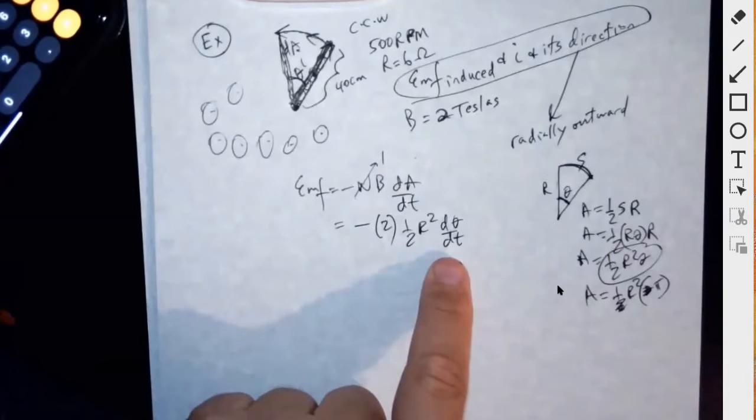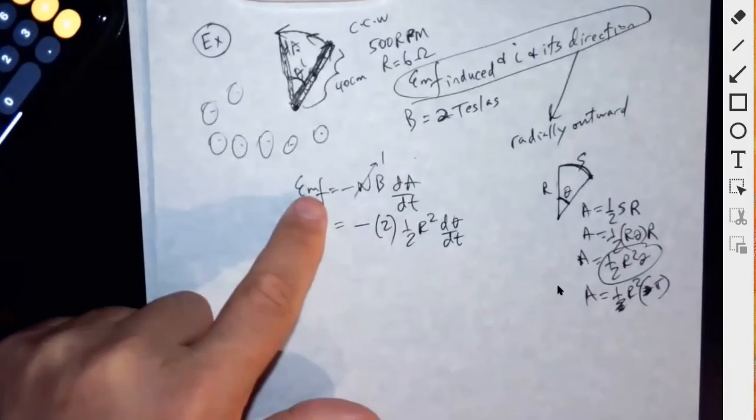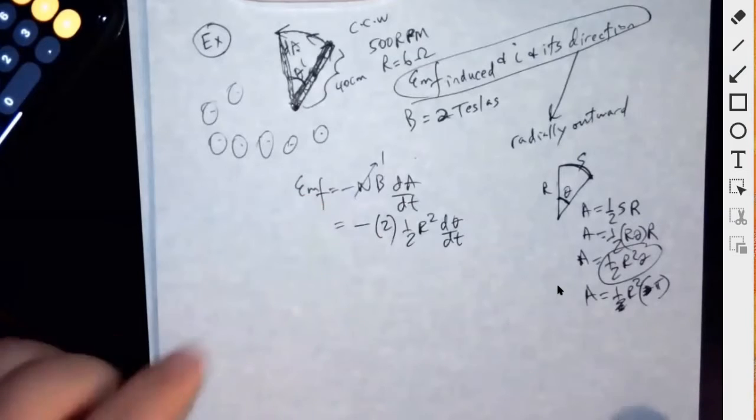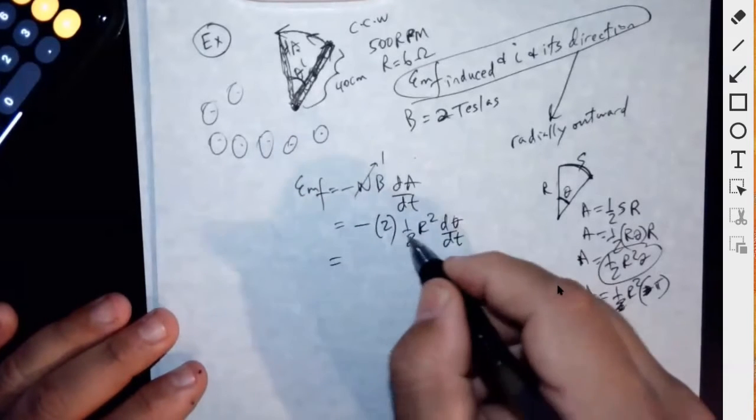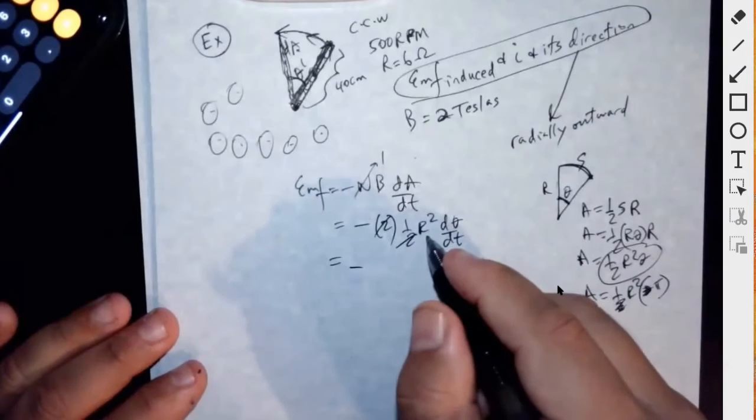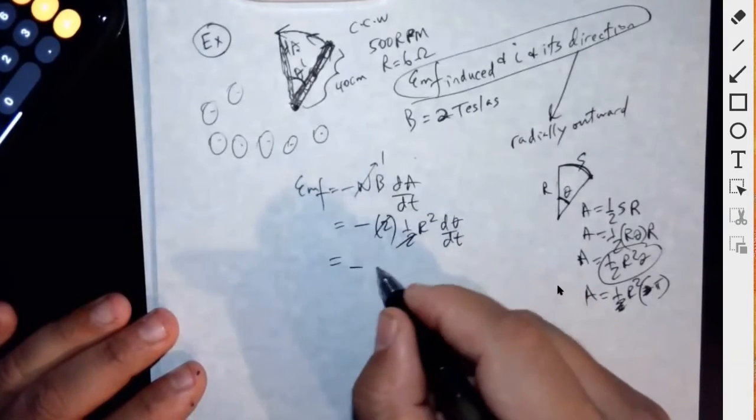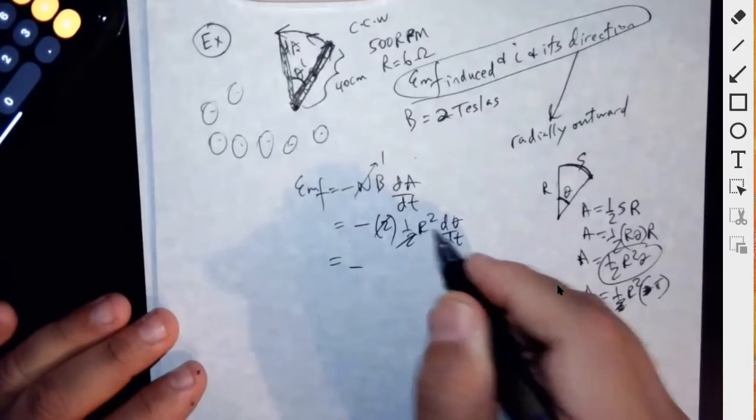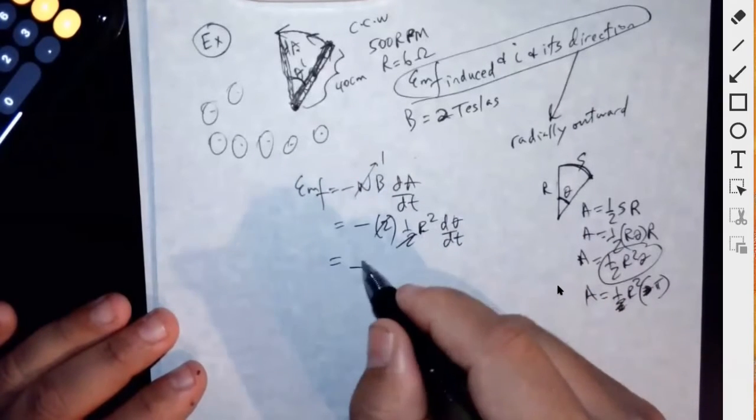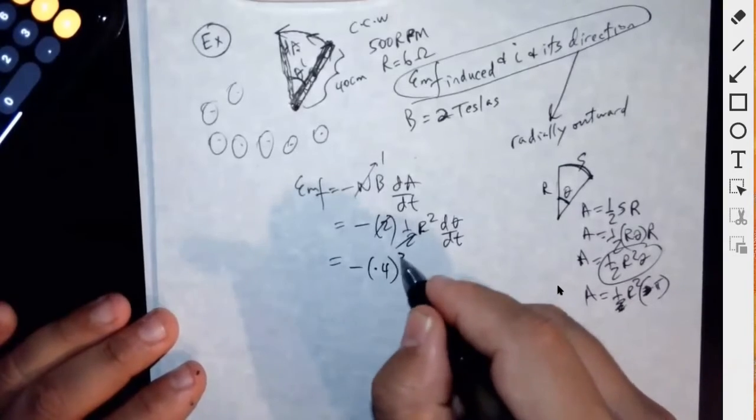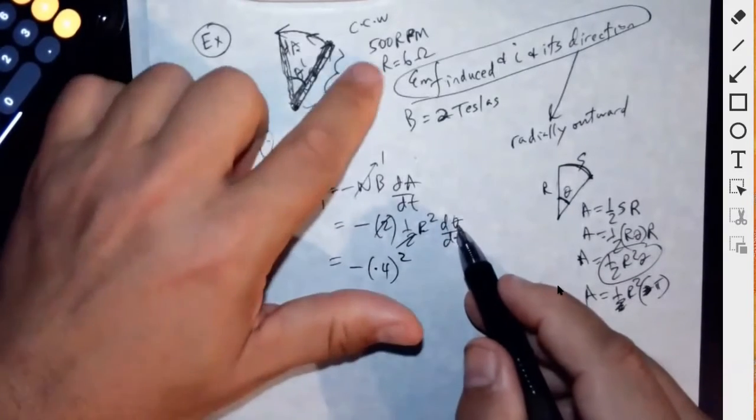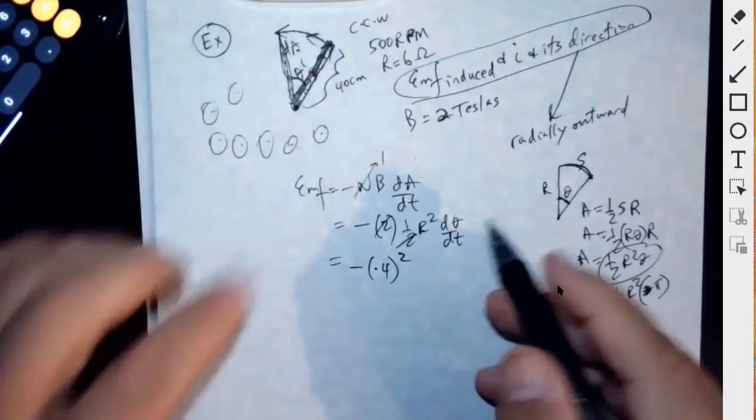Yep, you got it. So then that's the EMF that's induced. There you have it. So we have here the 2 cancels, negative, r is going to be 0.4 squared, and then d theta/dt is 500 RPM.